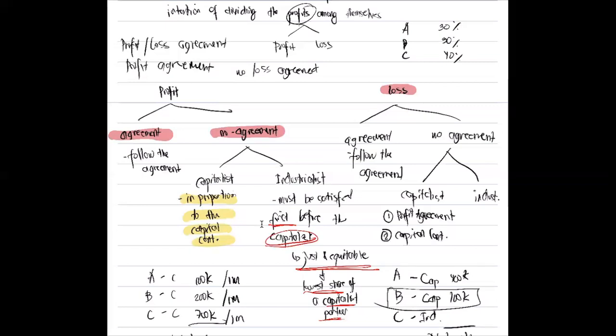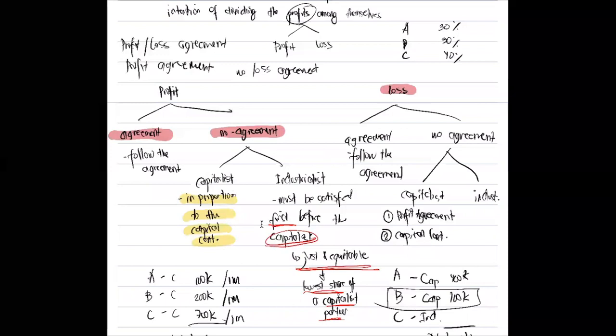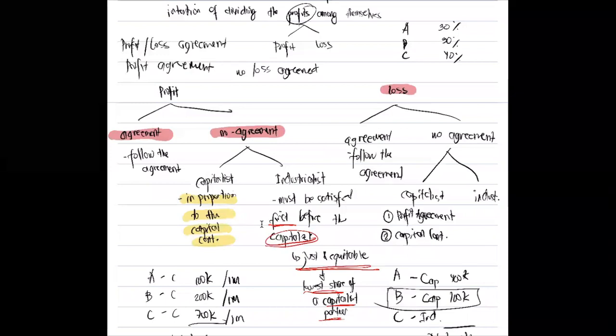Are we clear? So if there's no agreement as to loss, but there is a profit agreement, we use the profit agreement. If there is no profit agreement and there is no loss agreement, how do we share for your capitalists in case of loss? Use the capital contribution. And you know already how to account for your capital contribution.